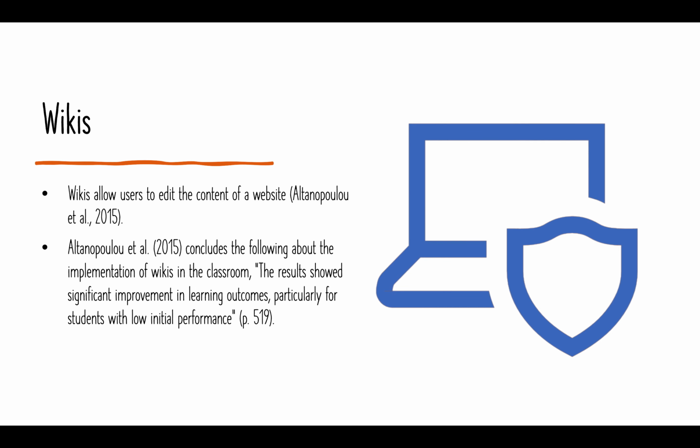Wikis are another collaboration tool that can be used by educators to enhance their curriculum. In summary, wikis are websites that can be edited by students. Altanapoulou et al. 2015 concludes that following the implementation of wikis in the classroom, the results showed significant improvement in learning outcomes, particularly for students with low initial performance. Page 519. Wikis allow students to share ideas and add information related to a specific topic in one space.